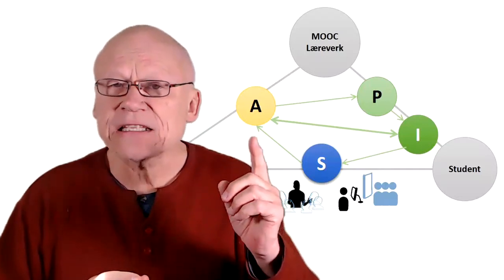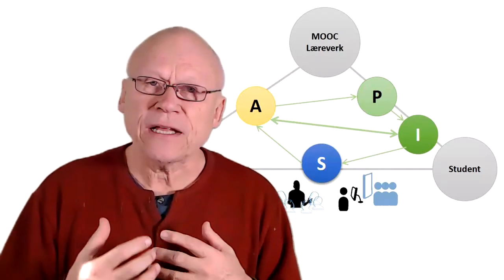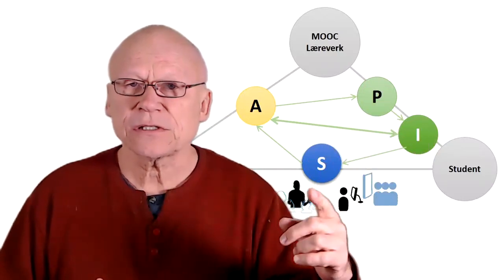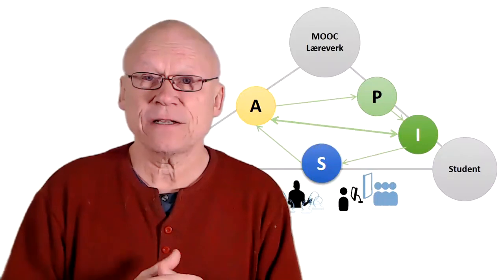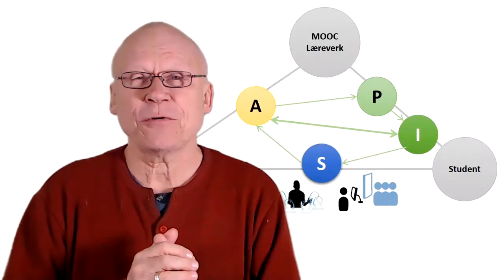And finally, the A is for analytics, to analyze not only the materials and the interactions, but everything together in order to improve the material for the next revision. That's basically the PISA model.